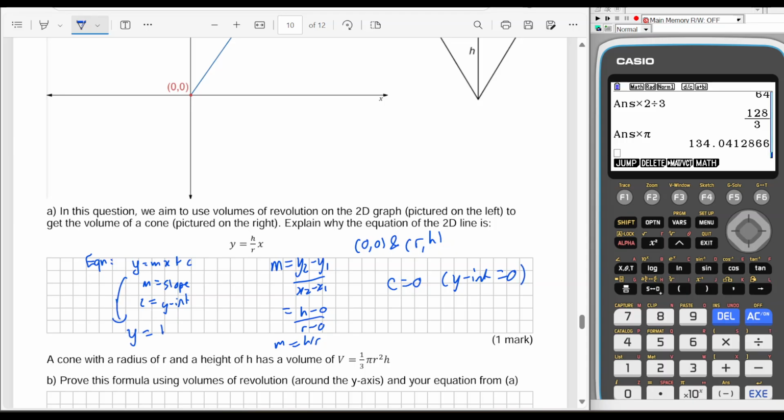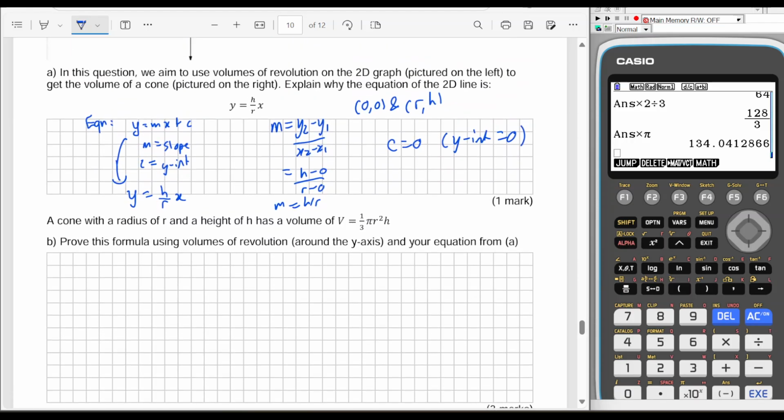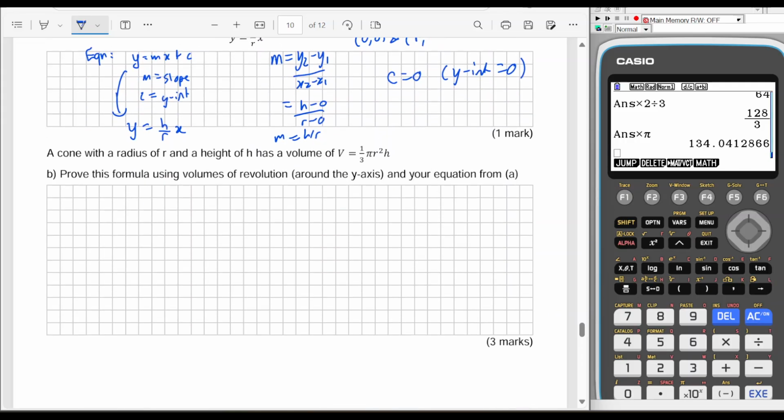Therefore, y is h over rx, as m is h over rx plus 0. So, yeah, y is h over rx. It's a 1-mark question, so as long as you got something there, you're fine. Now we need to do volume around the y-axis again. So volume around the y-axis, again, it's the integral from c to d of x squared dy.